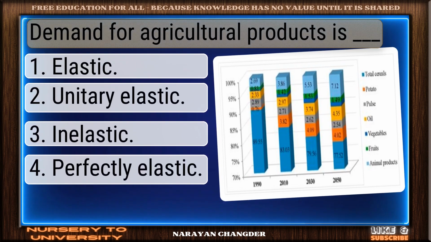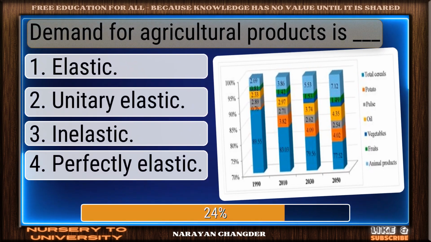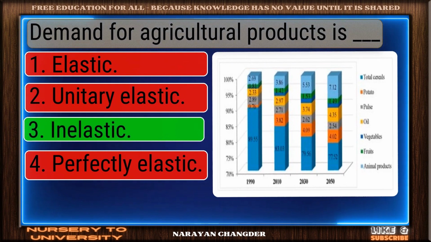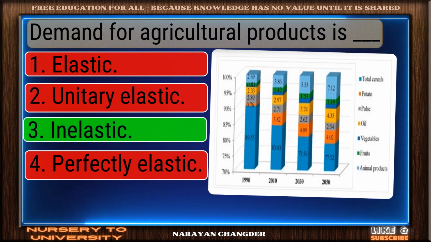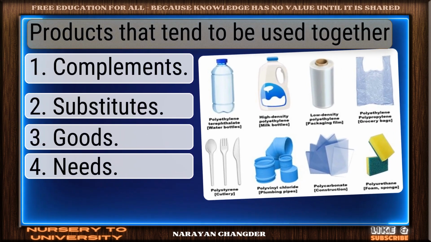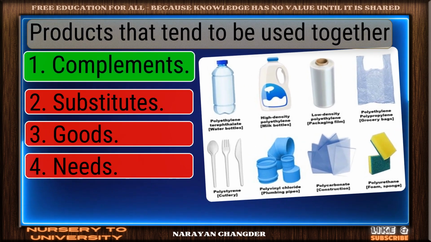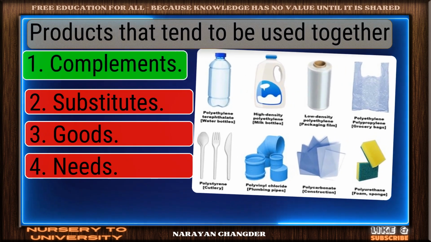Demand for agricultural products is dash. You got it. Your choice inelastic is right. Products that tend to be used together. You chose complements, and it is correct.